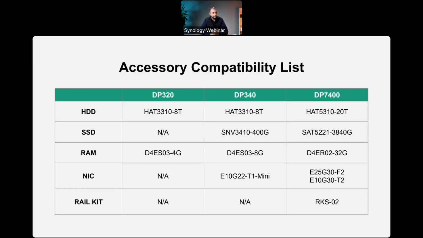You can also see the RAM that is included in these devices. In the smaller units, in the 2-bay, you have the 4 gig DDR4 RAM, and in the bigger 4-bay, it's the 8 gig DDR4 RAM, whereas the 2U rack model has 32 gig DDR4 RAM. When it comes to the network interface cards, the 4-bay model accepts the Synology E10 mini card, whereas the DP7400 accepts the 25 gig Synology card or the 10 gig Synology card. Rail kits, of course, are not available for the desktop unit, but they are available for the rack series.